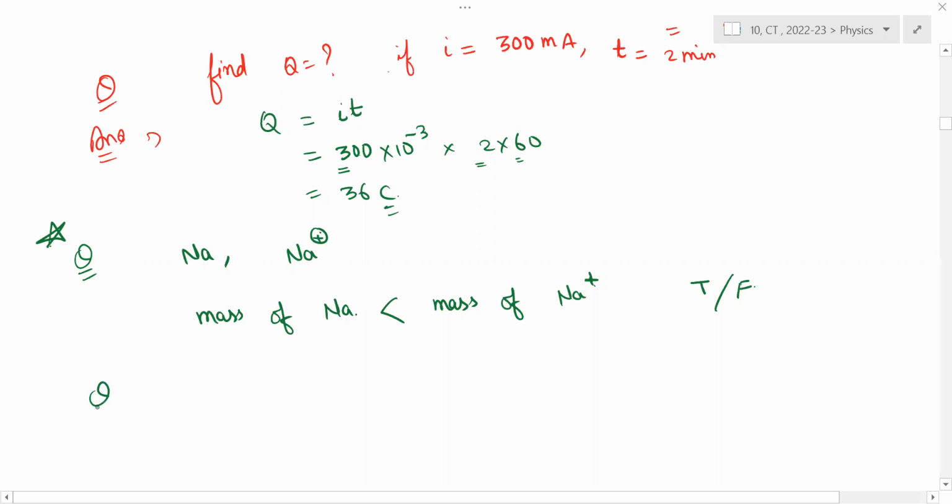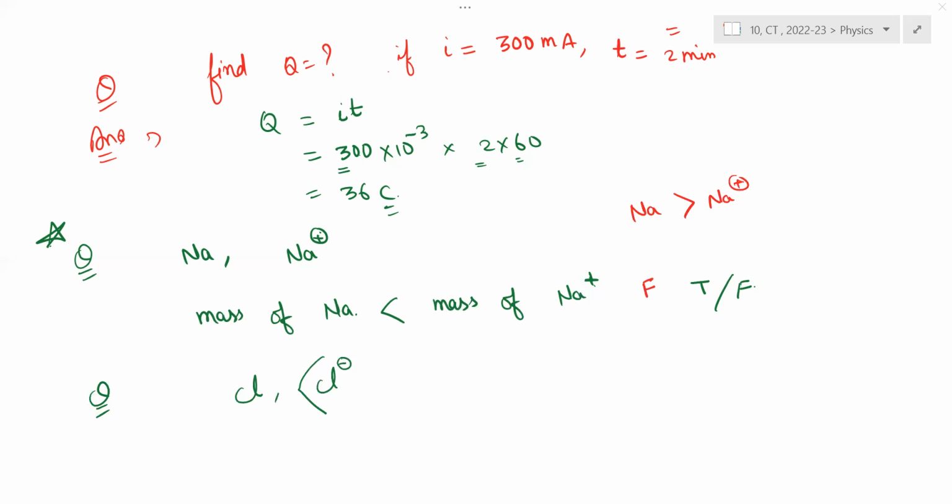Next question. Same way, if I say chlorine and chloride ion, which will have greater mass? Sir, Cl minus. Cl minus will be greater, and here we can say it is false. Okay, so actually the mass of sodium should be greater than Na plus. Right. Some properties, a few properties we are going to learn now.